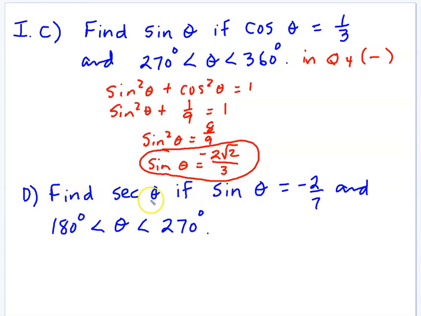And then 1D, find secant if sine is negative 2/7. I don't have a Pythagorean identity that couples these together, but I do have sine and cosine just happens to be the reciprocal for secant. So I'm going to go back and use that same identity, and then when I get cosine, I'll just flip it over, and that'll give me secant. All right, so here's the identity again. Sine is given, so sine squared would be 4/49.